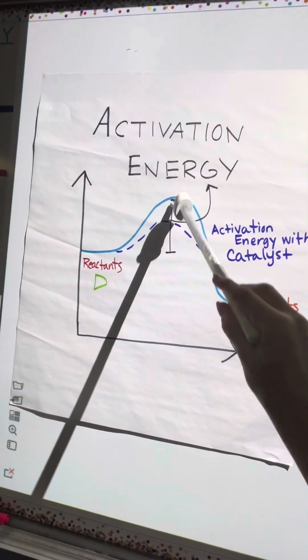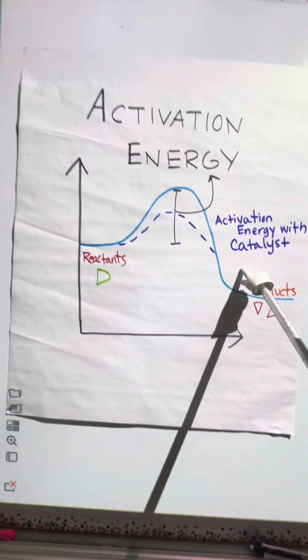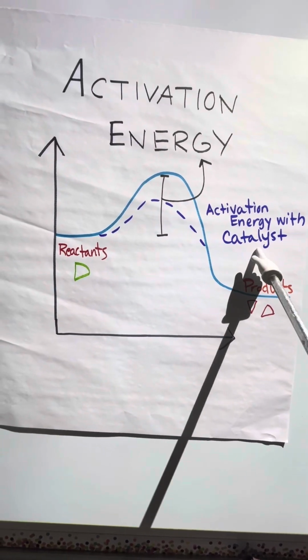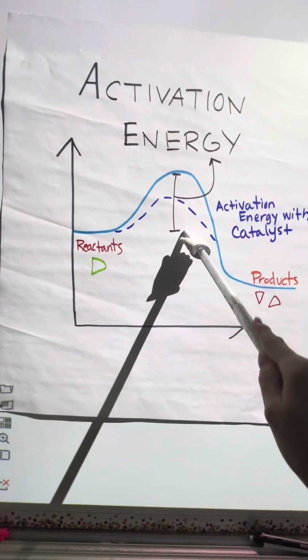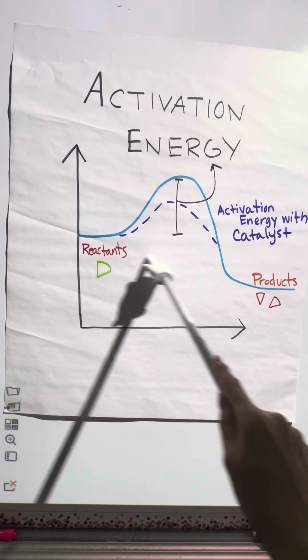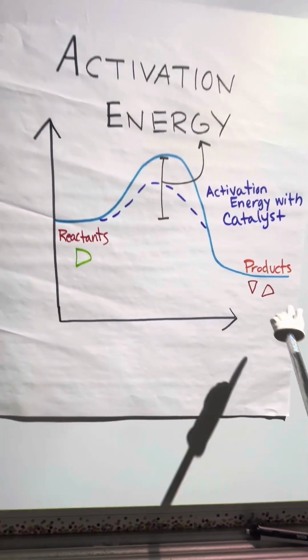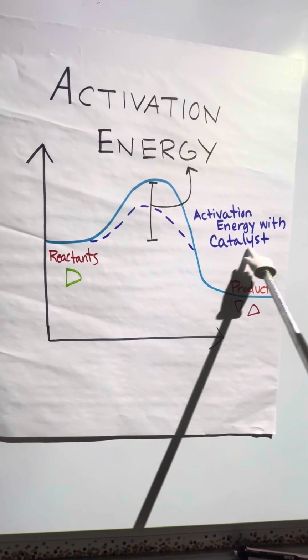Catalysts will lower the amount of activation energy required. So it's like they take a shortcut. This is for all chemistry, not just biology. Catalysts make it less energy required. They take a shortcut in order for the reaction to progress. The reaction can happen without a catalyst, but it takes a lot longer. So it's easier with the catalyst.